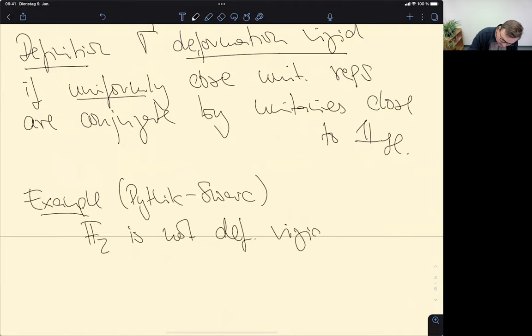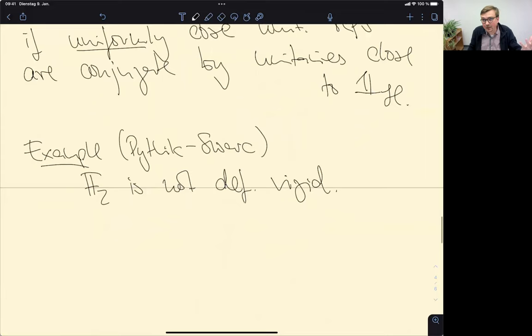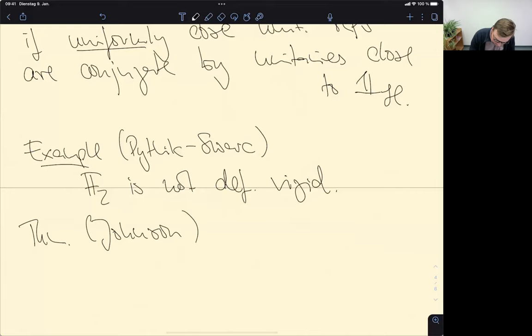Their construction gives a deformation of the left regular representation inside the space of unitary representations, and this deformation is continuous in this uniform distance on the unitaries in the operator norm, uniformly over the entire group. But still, these representations are not conjugate to the left regular representation. So that's one example. Again, the free group is like a bad guy. And there's a theorem by Johnson, the Banach algebra Johnson, who proved that if gamma is amenable, then gamma is deformation rigid.